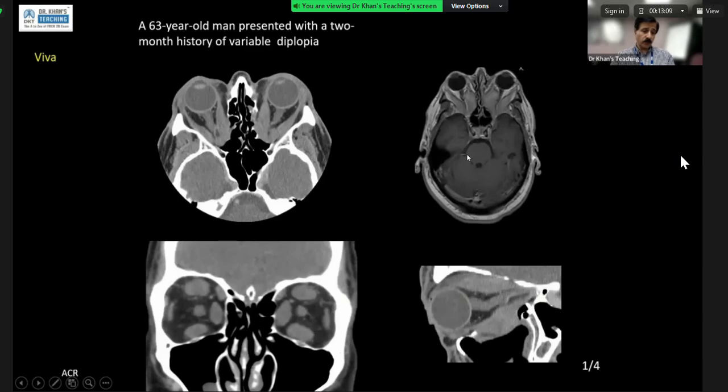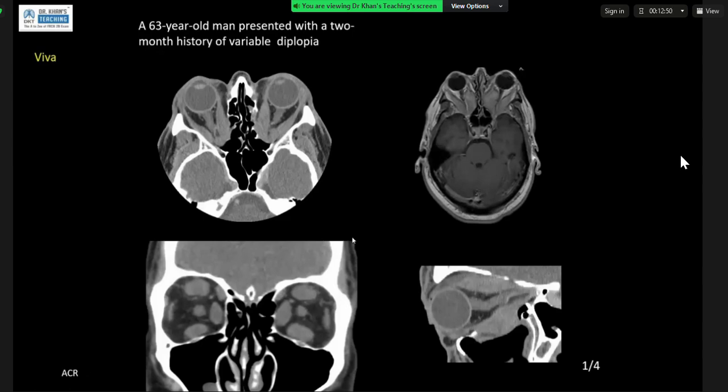Okay, candidate 4. Look at this case. This is a CT scan, and what is happening? The patient presented with 2 months of variable diplopia. What is happening to the extraocular muscles? There's bilateral thickening of extraocular muscles, sparing the tendinous insertion, suggestive of thyroid ophthalmopathy or orbitopathy.